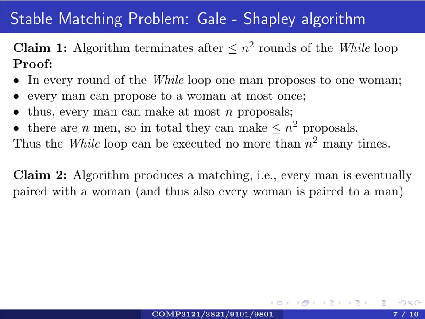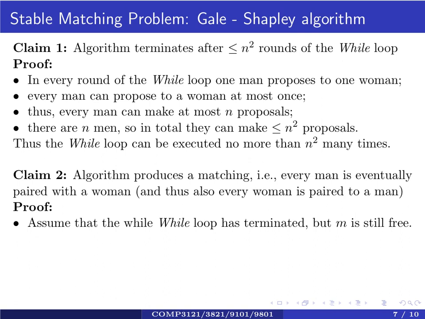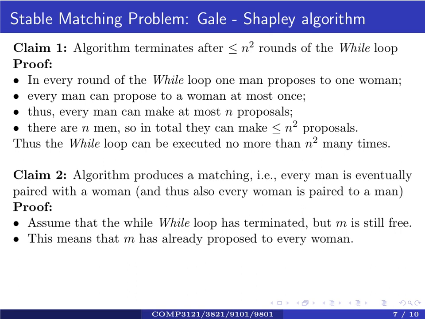The next claim is that the algorithm produces a matching, i.e., that every man is eventually paired with a woman, and thus also every woman is paired to a man. Why is this so? Well, the proof is simple. Assume that the while loop has terminated, but M is still free. This means that M has already proposed to every woman. Otherwise, if there is a woman he hasn't proposed to, the while loop can make an extra step. So M has already proposed to every woman.